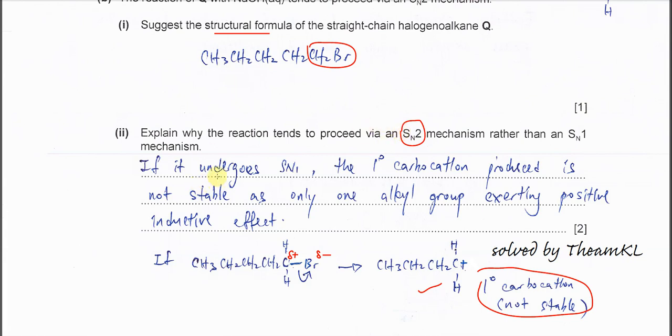So if it undergoes SN1, the primary carbocation produced is not stable. Why is it not stable? Because it just has one alkyl group only, and one alkyl group exerts only a small positive inductive effect.